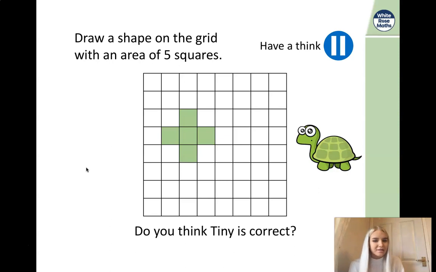Pause the video. Is he correct now? Give me a nod or a shake. Is he correct or is he incorrect? Yes, he is correct now. We can see that he's made a shape. It has an area of 5 squares. The sides are touching. It's not just the corners, and there are no gaps. He has made a closed 2D shape and he's found the area, which is 5 squares.